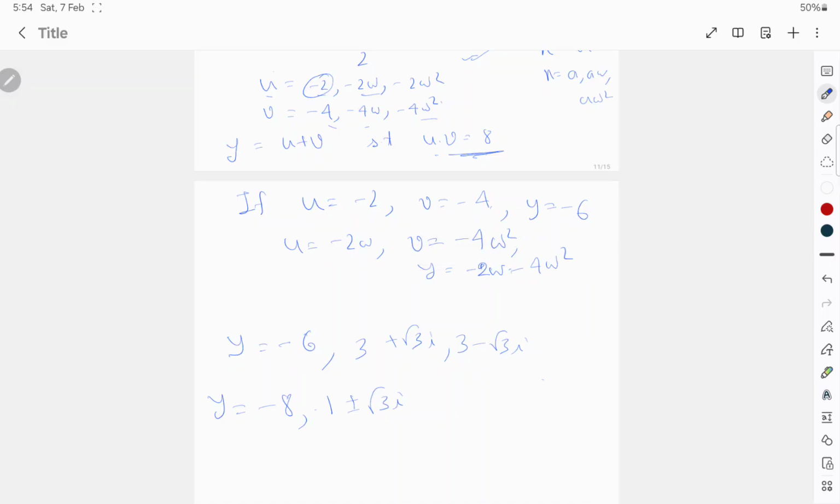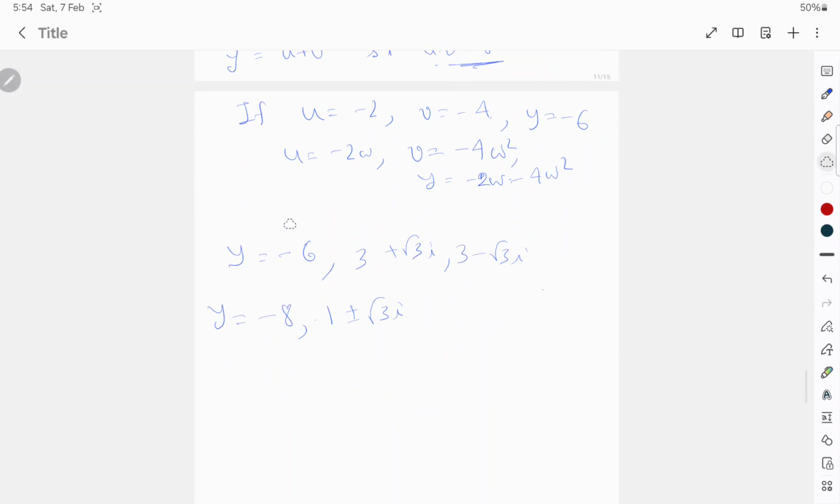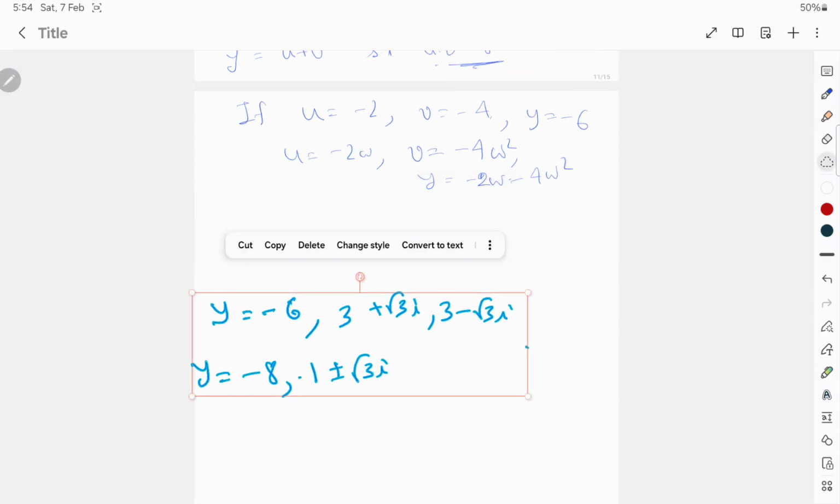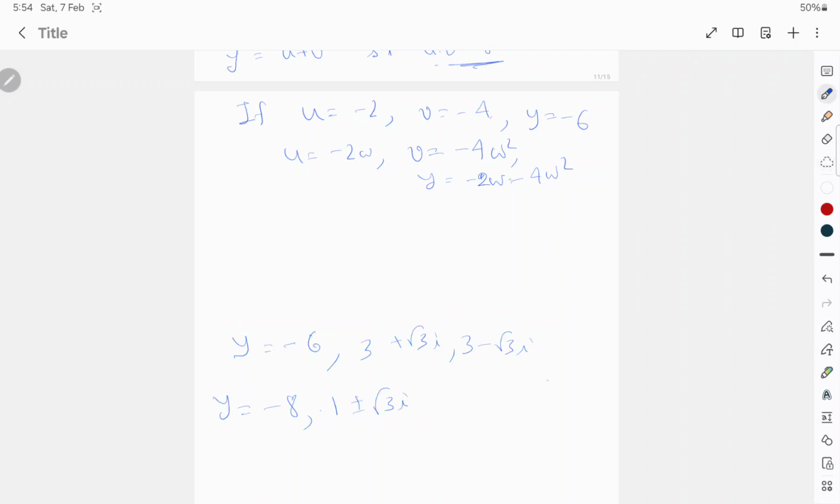Do you know the values of omega and omega square? I think Somit sir is doing that. Okay, so basically omega is minus 1 plus root 3 i by 2, and omega square is minus 1 minus root 3 i by 2. If you take one as minus, the other one will be plus. Just substitute these values here.